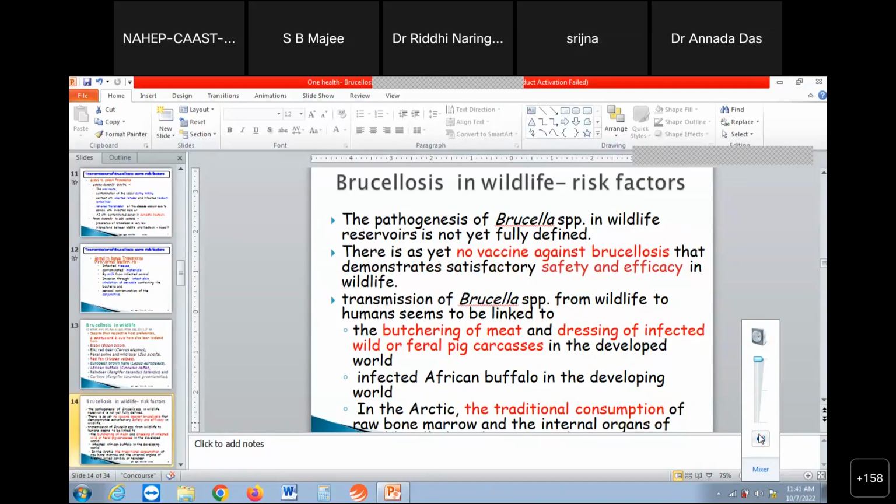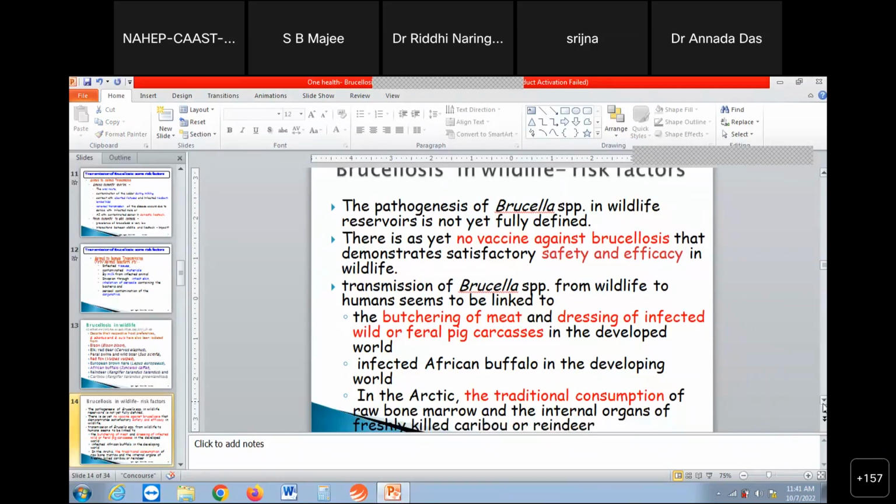Now look at the other niche. Now we look at the Arctic Circle. There is traditional consumption of bone marrow and internal organs of the freshly killed caribou or reindeer. So this is again in the temperate zone to the Arctic zone. This again is a very important practice, and it is a very big risk factor.